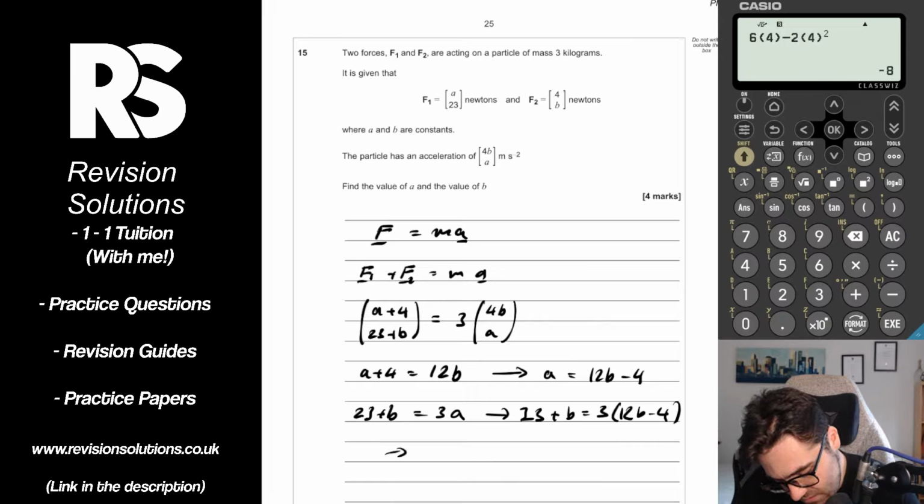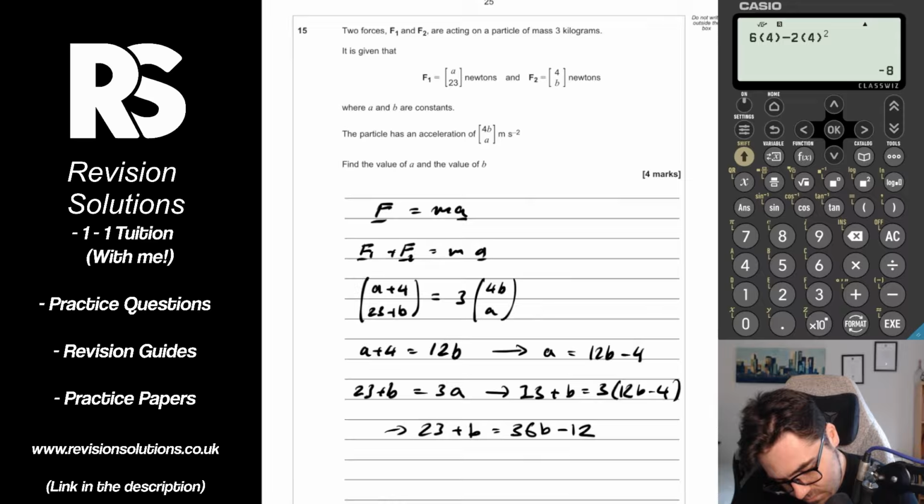Expanding that out, we'd have 23 plus b equals 36b minus 12. Yep, that's correct. And then moving the b across and the 12 across, we'd get 35b equals 35. That means b must equal 1. And then going back to a, if b is 1, then a is just 12 minus 4, which is 8.